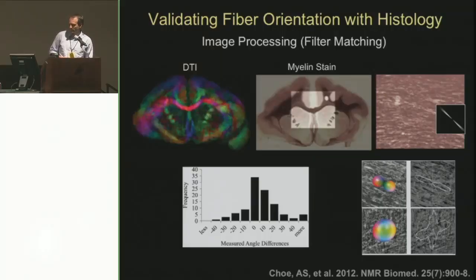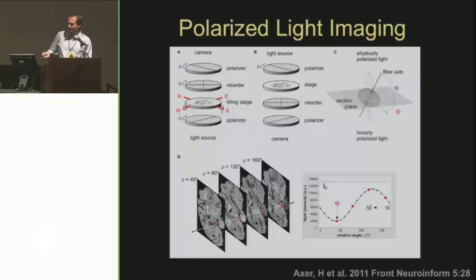However, at the bottom there, again, when you have two intersecting fiber bundles, DTI does not do a very good job. And they show that quantitatively, their measured angle differences generally fall to zero, but there is certainly some disparity between the DTI measurements and the myelin staining.